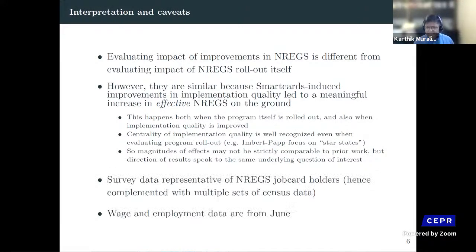And then the two caveats that come from the nature of the survey data, right? Because again, the survey data is representative of the universe of people registered for NREGA. So these are people with job cards, and that's about 50% of the rural population. So the survey is sampled from that universe, but it doesn't sample those without the job card. So the most detailed data we have is going to be on the job card universe.